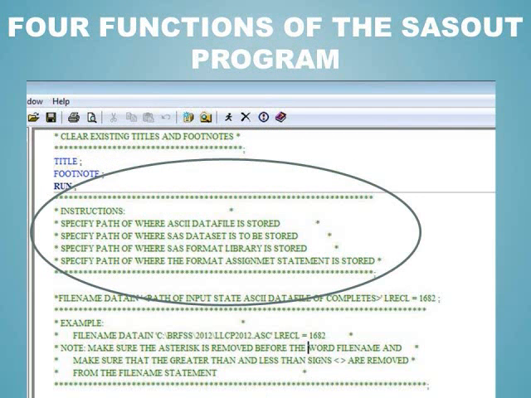Scroll down to this panel that begins with the label Instructions, and this tells you everything that we're going to do in order to make a SAS dataset using this program. It says we have to specify the path where the ASCII data file is stored, specify a path where the SAS dataset is to be stored, where do we want to write our SAS dataset, specify the path of where the SAS format library is stored, and finally specify a path of where the format assignment statement is stored. None of this is very difficult to do, and we'll just go through and do those 4 things. When we do, we'll have a program that will produce for us a SAS dataset.